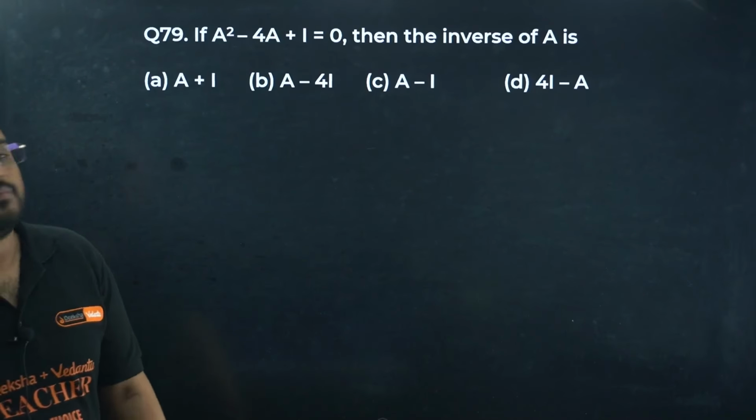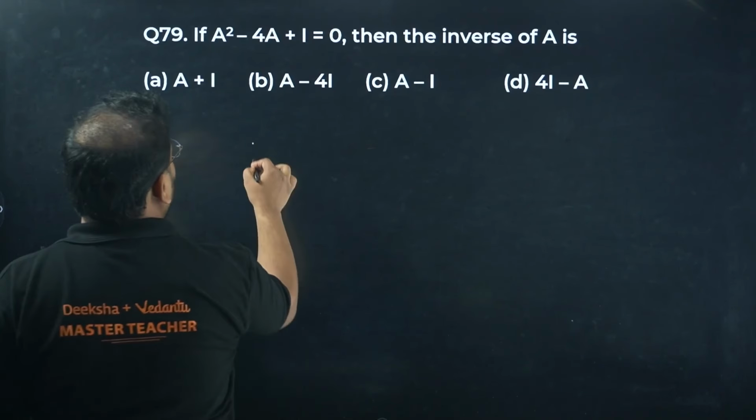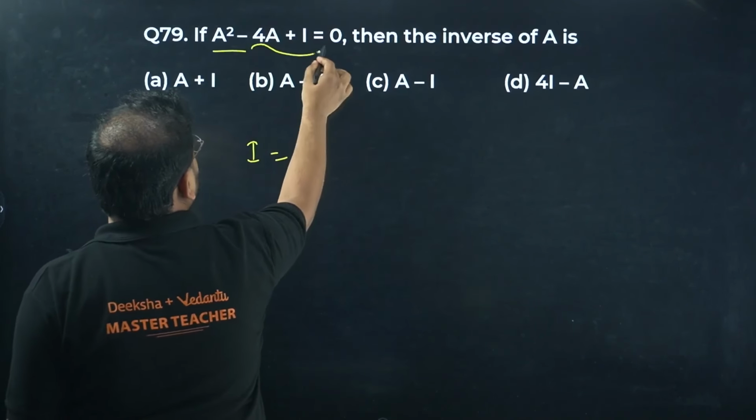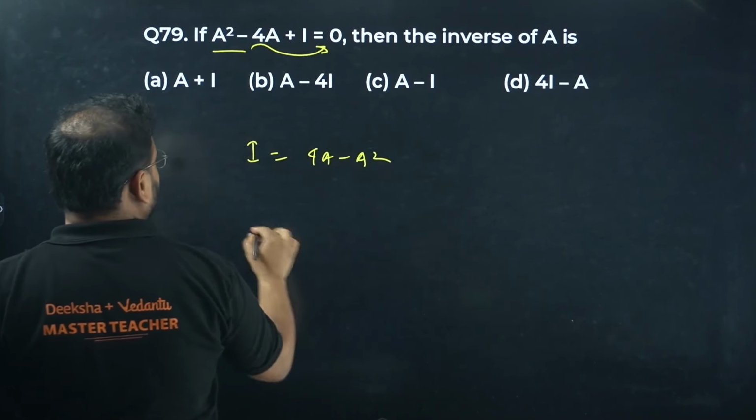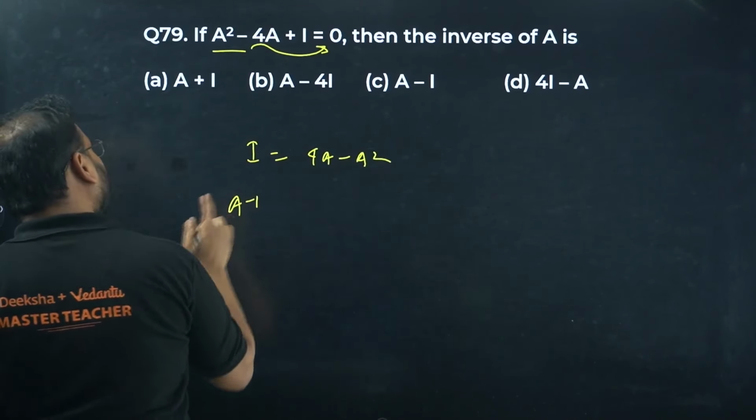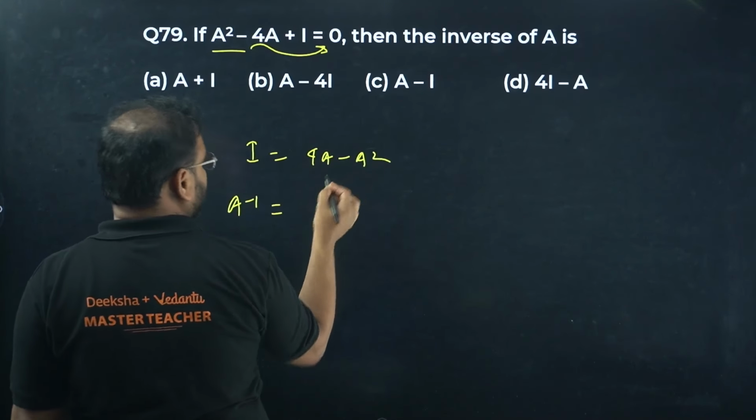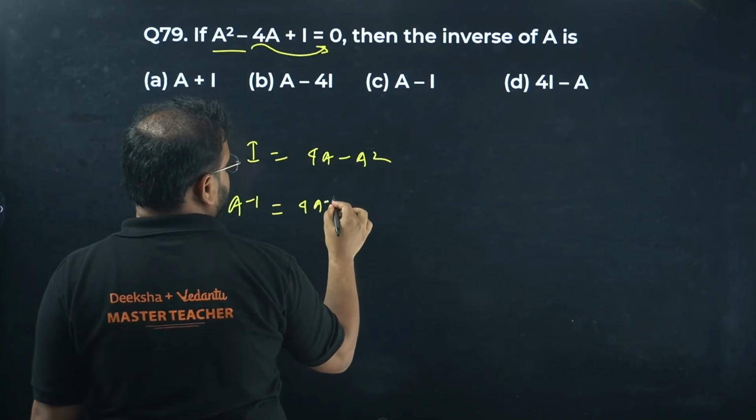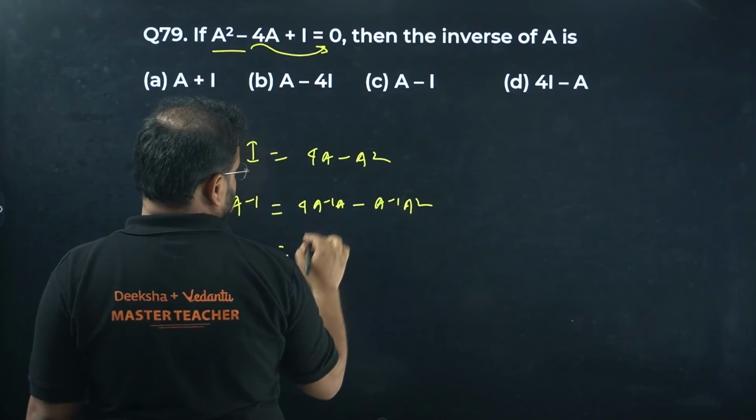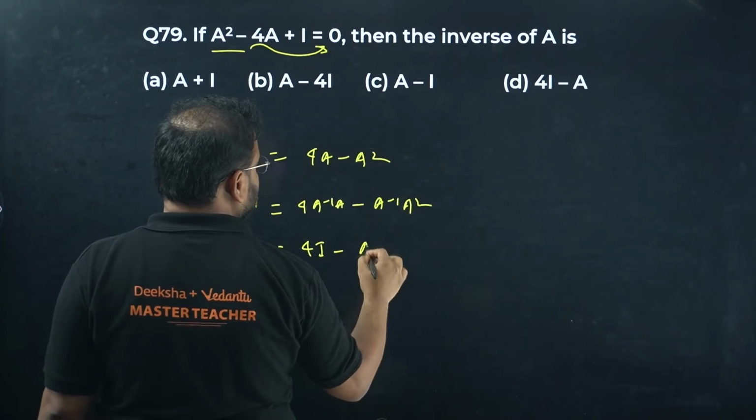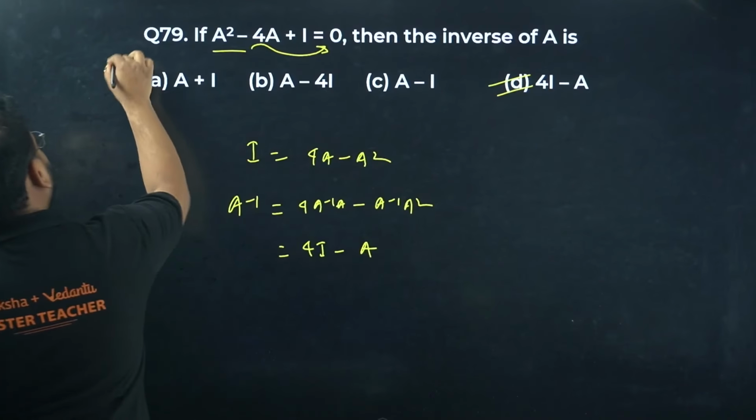Clear? 79 now. A square minus 4a plus I is 0. I'm looking for inverse, so take I over here and remaining terms on this side. We'll get what? 4a minus a square. Multiply this whole thing with a inverse, you'll get a inverse of I as a inverse. You'll have 4 times of a inverse into a. And a inverse times of a square. Answer becomes, check here, 4I minus A. Option is D.